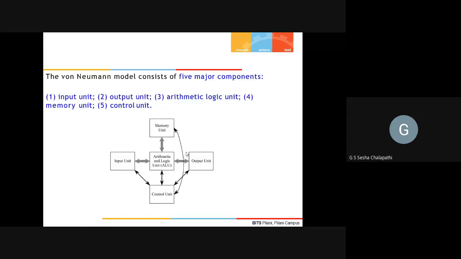So it mainly had, as I said, five components: input unit, output unit, memory, ALU, and the control unit. The ALU was the central part of this architecture, which interacted with the input unit as well as the output unit. It was controlled by the control unit, and it stored the result of a computation into the memory, or used some data from the memory unit to do a computation.